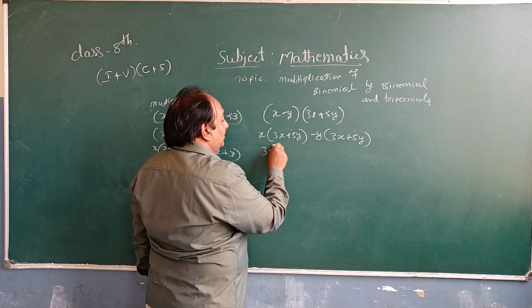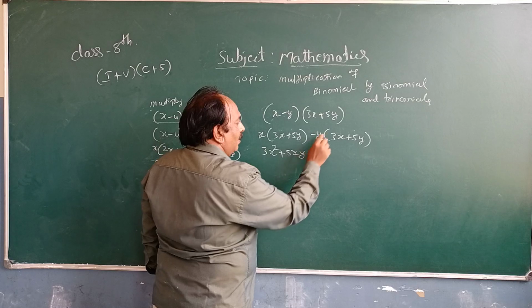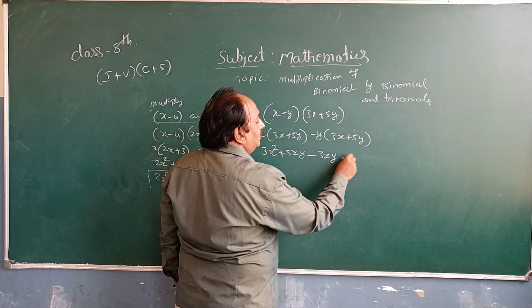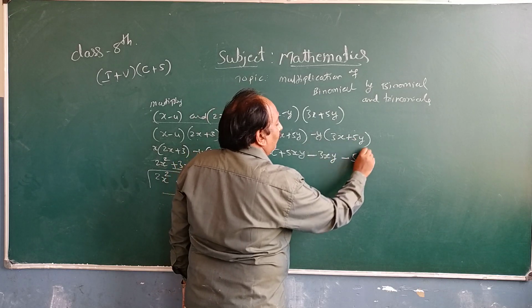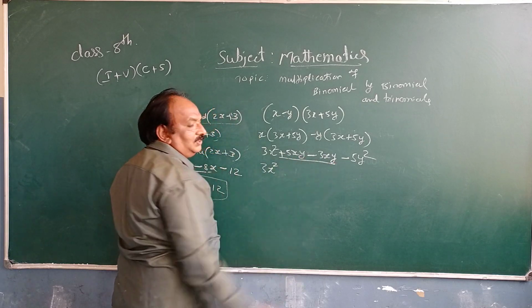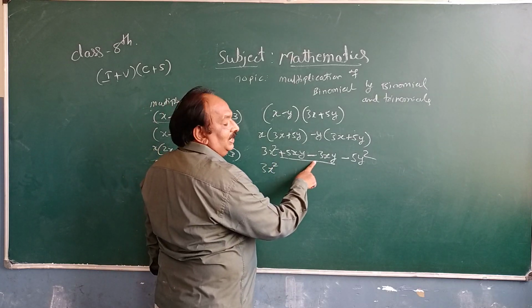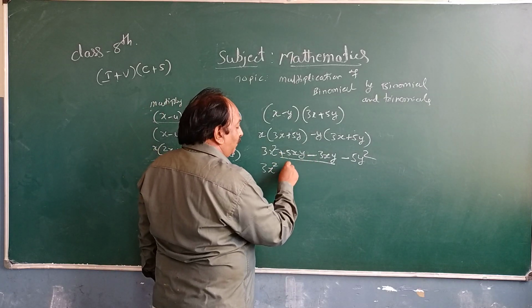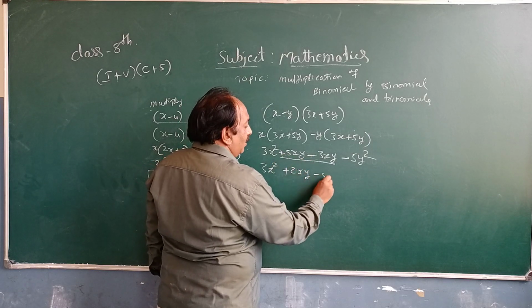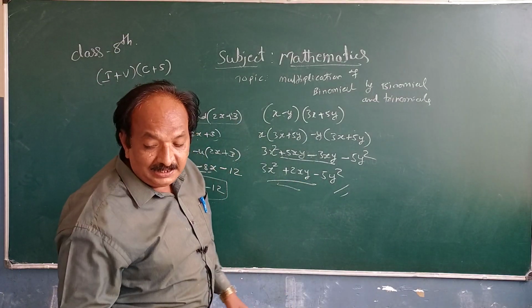3x into x, 3x square. 5y into x, 5xy. Plus into minus, 3x into y, 3xy. Plus into minus, 5y into y, 5y square. 3x square. Observe, this is xy, this is xy, like terms. One is plus, another is minus. Subtract: 5 minus 3 is 2. Greater number sign: plus 2xy minus 5y square. Don't add this because these are all unlike terms.